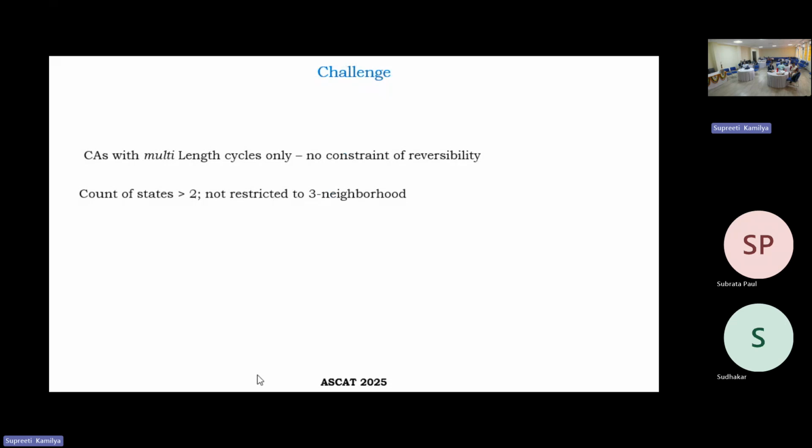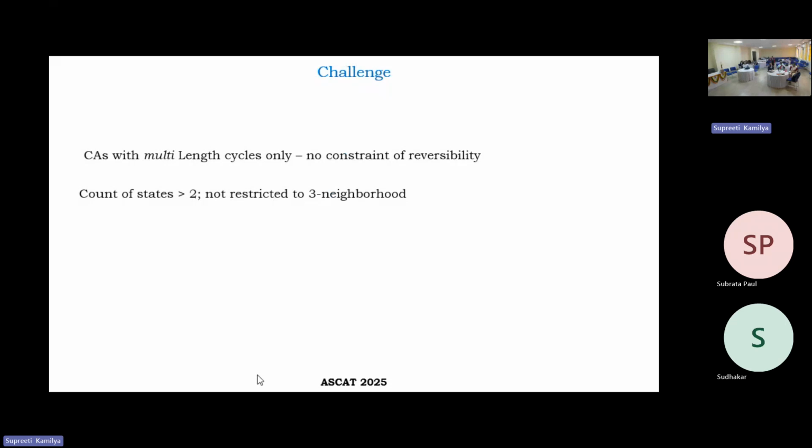So now we want to step out from this reversibility. We want to use only the multi-length cycle, and that we can do in irreversible CA also. So in this work, we mainly focus on multi-length cycles. That means all the CAs always generate multi-length cycles, and we call it strictly multi-length cycle. Whatever the CSIs, we figure out the rule which is capable of generating multi-length cycles only. And this actually strikes in our mind: can we extend the neighborhood? Can we extend the states?